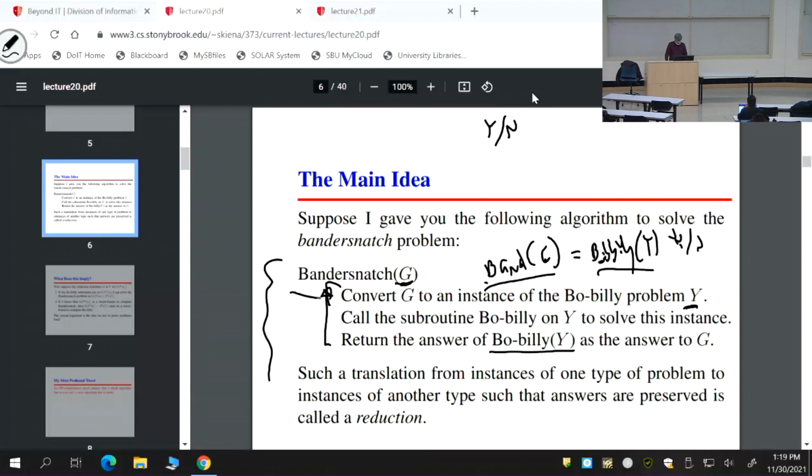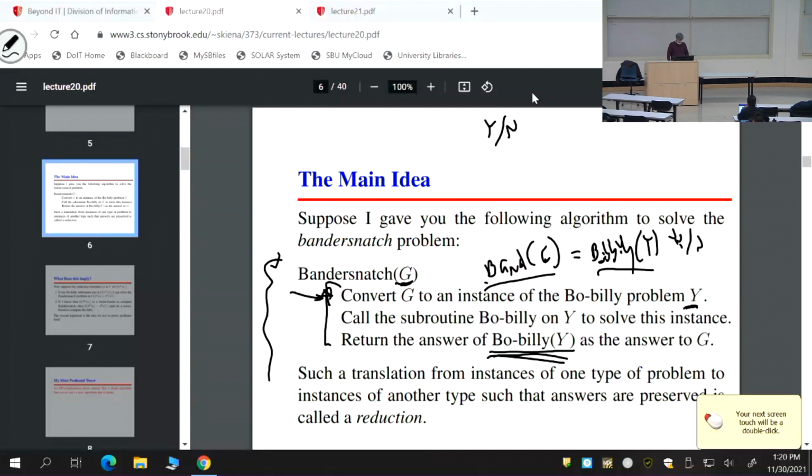Assuming the translation here is fast. If the translation runs in something like n squared, n cubed time, that's what I mean by fast. If the translation is fast, what does this mean? If you could solve Bobilli of Y fast, you would solve Bandersnatch of G fast. So if there is a fast translation and a fast algorithm for Bobilli, this gives you a fast algorithm for Bandersnatch. That could be a useful thing.